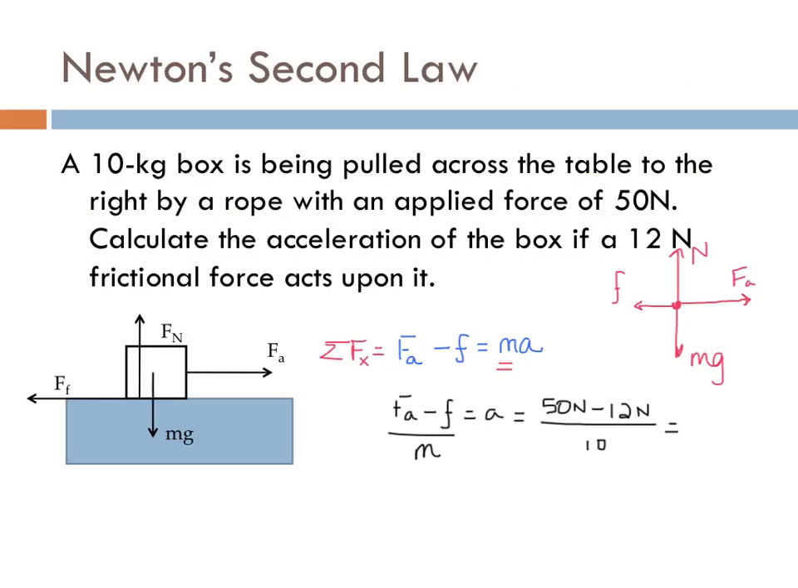So here I went ahead and put in all of my values. Again, what I'm trying to solve for is acceleration. So to get acceleration by itself, I need to divide by mass. And now that I have my equation equal to acceleration, I put all of my numbers in, and I get a value of 3.8.